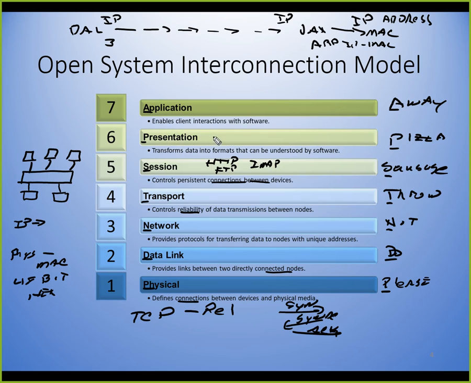The presentation layer transforms the data into formats that are understood by the software. It checks to be sure that the application layer can understand what's going to it, and it can transform things, or it can just simply send them up. And then the application enables the interaction for the software.